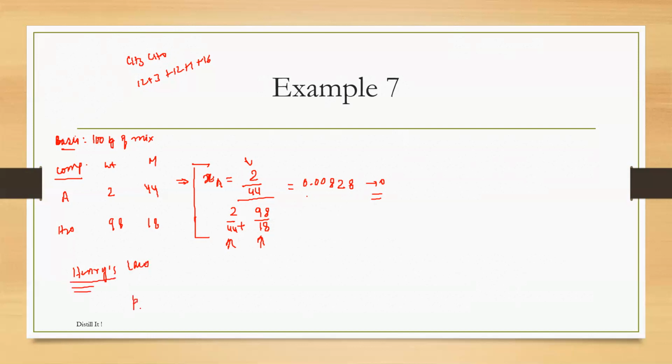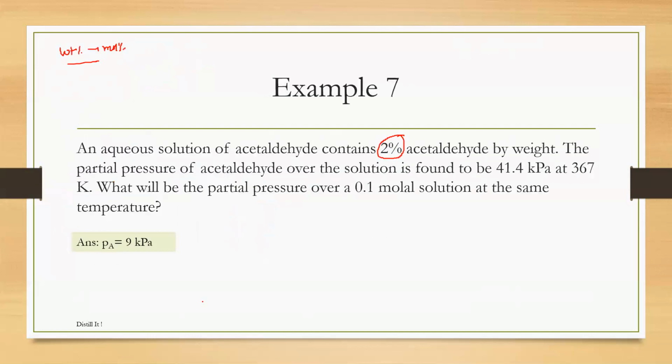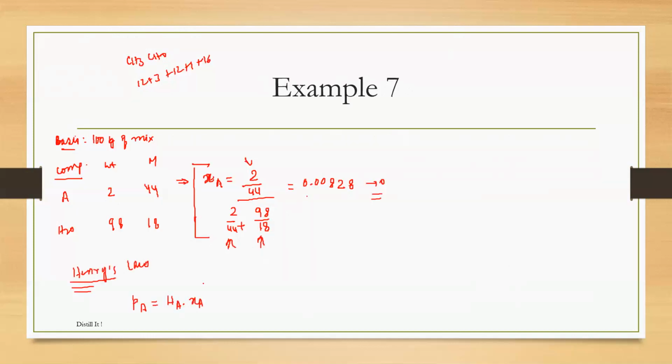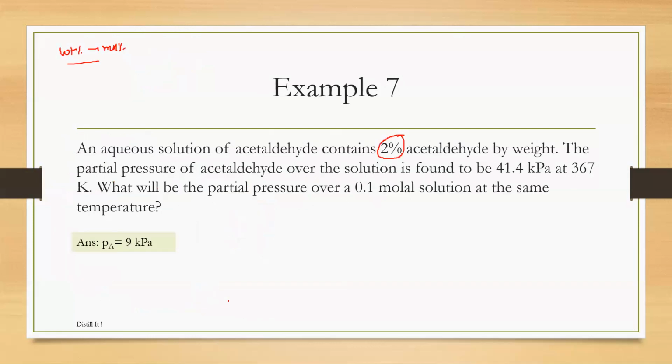So by Henry's law, we have PA is equal to HA into XA. We are given PA, the partial pressure of acetaldehyde over the solution, which is found to be 41.4. So PA is 41.4 and XA is 0.00828. Hence, you need to calculate HA. That is 41.4 upon 0.00828, which is equal to 5000.2 kilopascal. All right, this is the Henry's law constant.